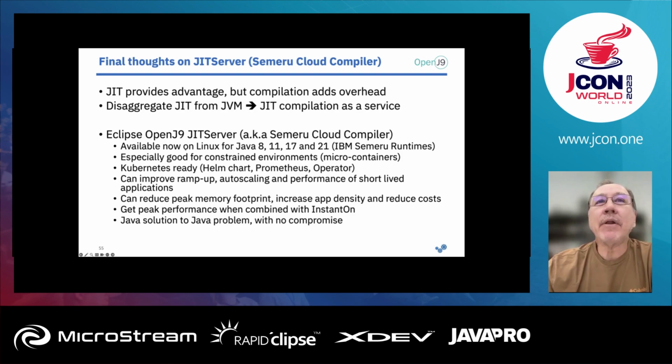It's available now on Linux for Java 8, 11, 17, and 21 through the distribution with IBM Semeru Runtimes. It's especially good for constrained environments. We're talking containers and microcontainers. It is Kubernetes ready. It has its own Helm chart, Prometheus, and an OpenShift operator. It's going to definitely improve your ramp-up time and your auto-scaling behavior.